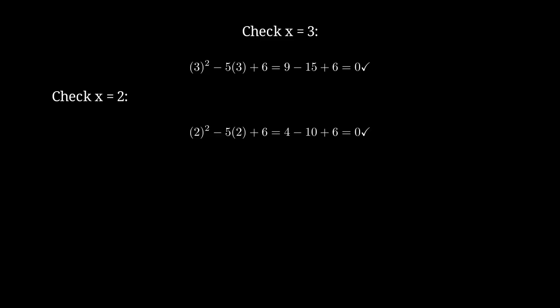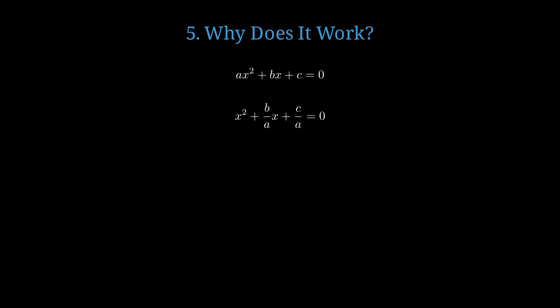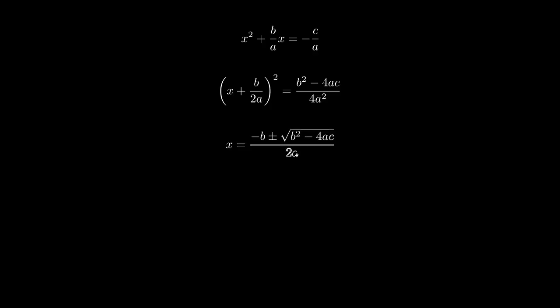Both solutions are correct. The quadratic formula comes from a process called completing the square. Starting with our general quadratic equation, we divide everything by a to get x squared plus b over a times x plus c over a equals 0, moving c over a to the right side. After completing the square, we get this equation. Taking the square root of both sides and solving for x gives us the quadratic formula.